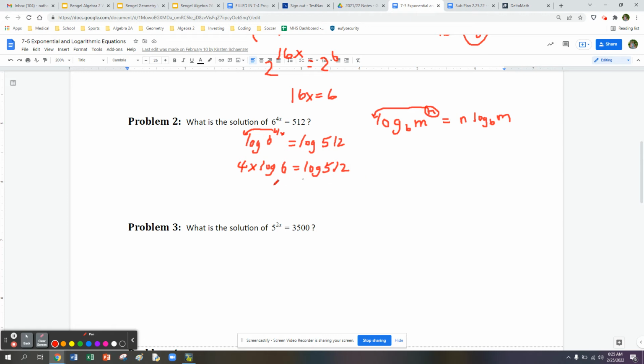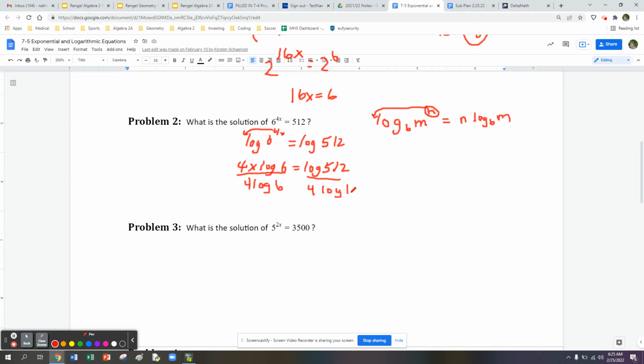Now lastly, we've got this x now accessible. So here this is representing 4 times x times log of 6. So I've got all multiplication happening. To get to my variable, I'm going to undo those two multiplications. I'm going to divide by 4 log 6. Then over here, I'm going to divide by 4 log 6.